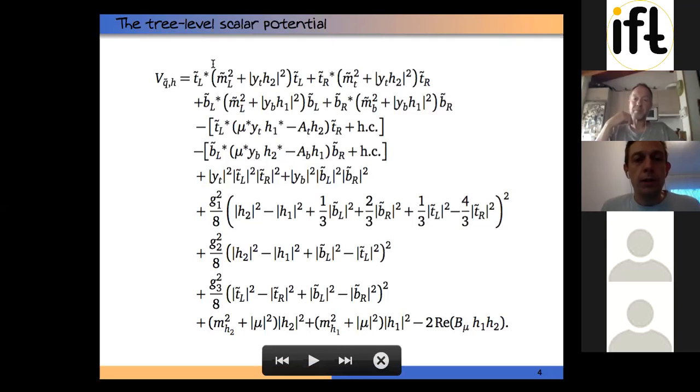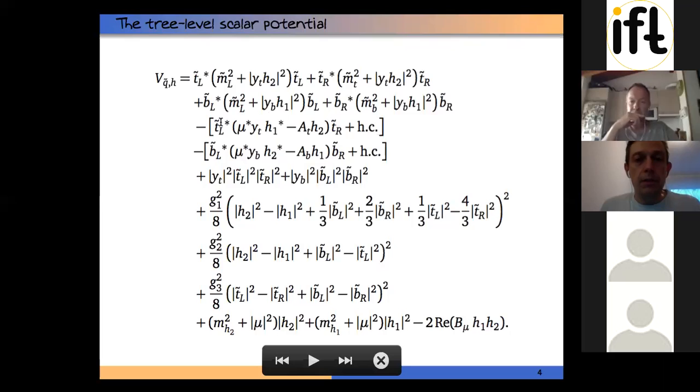So we also have partners of the left- and right-handed fields that are indicated here with the indices L and R. We have the soft breaking masses for the doublet. We have soft breaking masses for the right-handed fields. We have this mu times Yukawa type coupling, which is a trilinear coupling similar to the A term. However, here you are coupling to the opposite Higgs doublet, where here you couple the top quarks to the up-type Higgs. There, via this mu Yukawa, you couple the top quarks to the down-type Higgs.